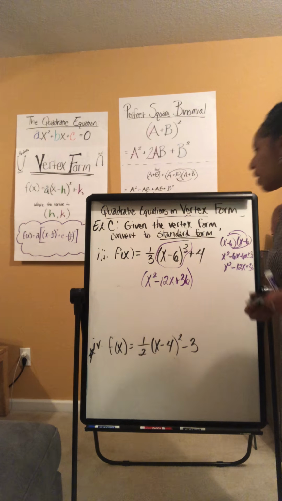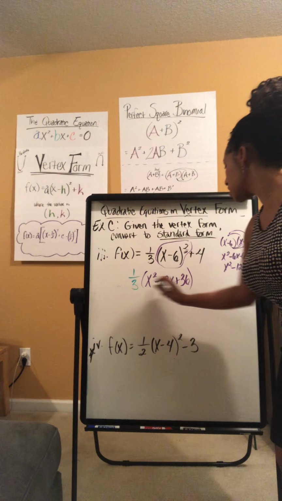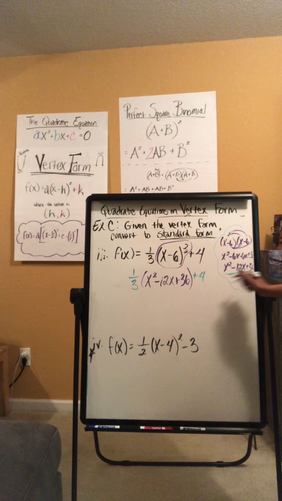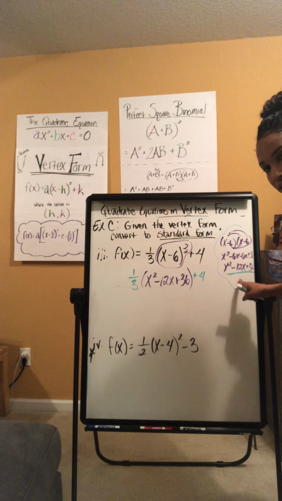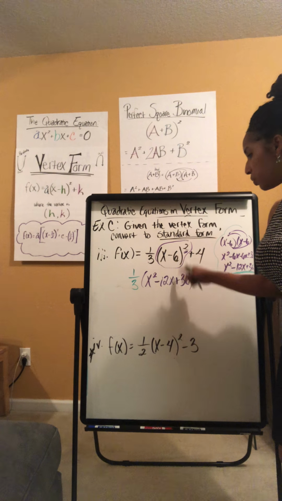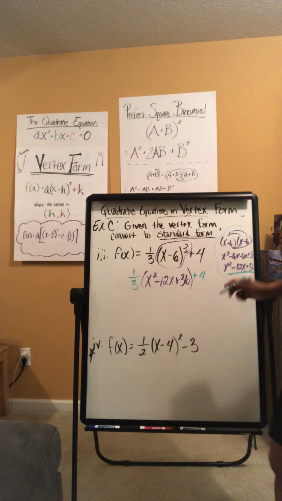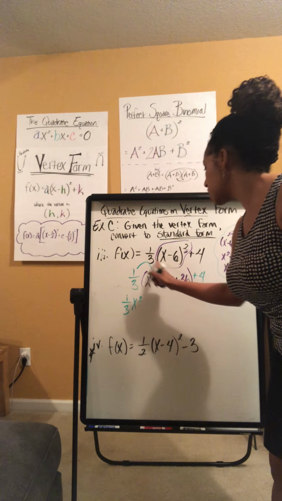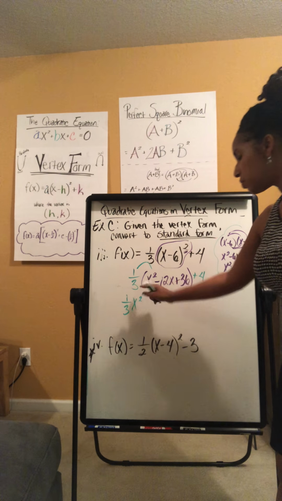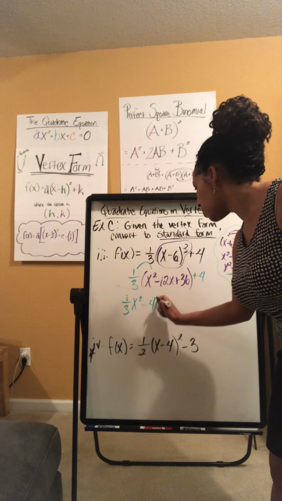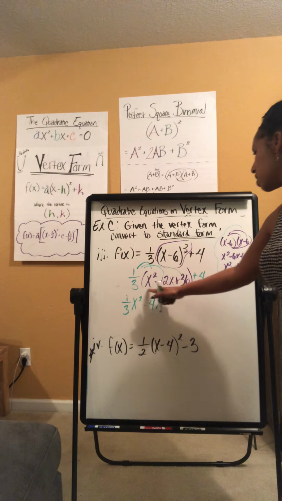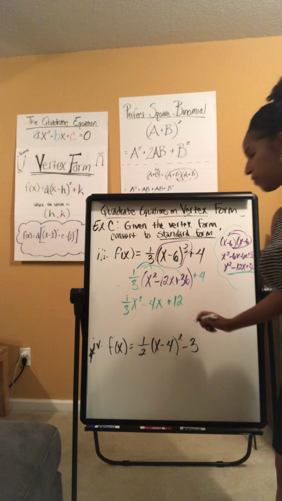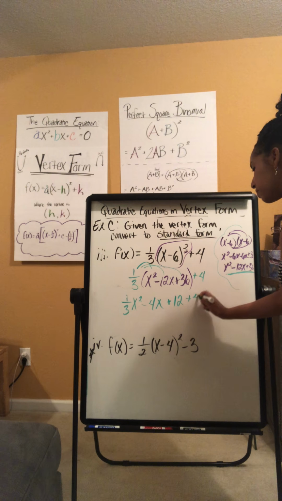And then I'll drop down what I have in the front and the back, 1/3 and the plus 4. And again, you see how this is the same thing, so you can get the same thing by foiling as you would if you use the pattern. All right, so 1/3 x squared, 1/3 times negative 12, which is negative 12 divided by 3, that'll give you negative 4x. And 1/3 times 36, that's 36 divided by 3, which is just 12. And then you have the plus 4.